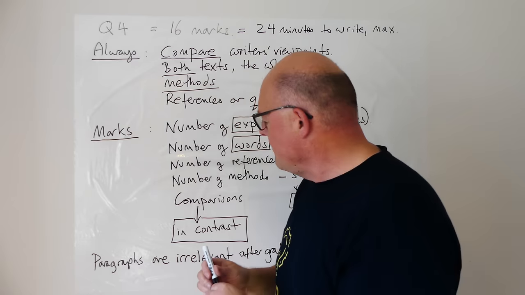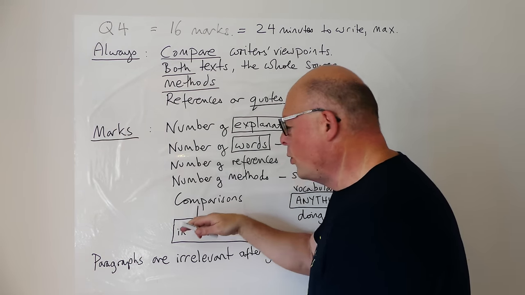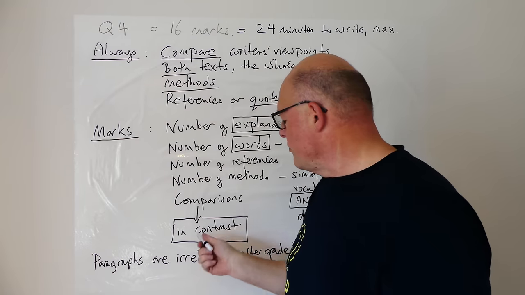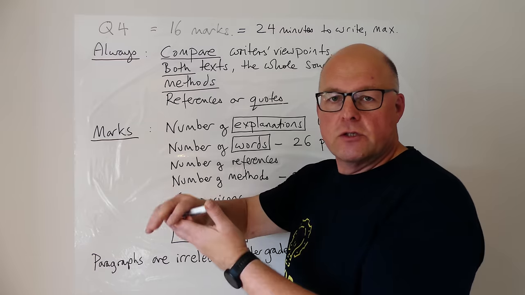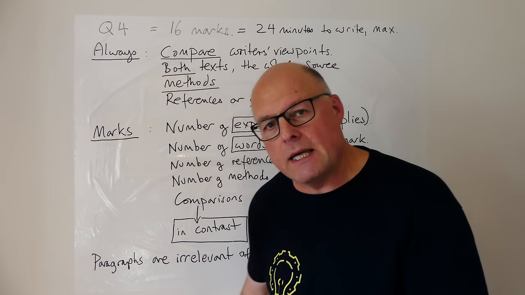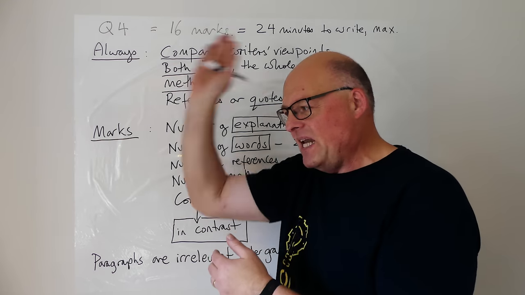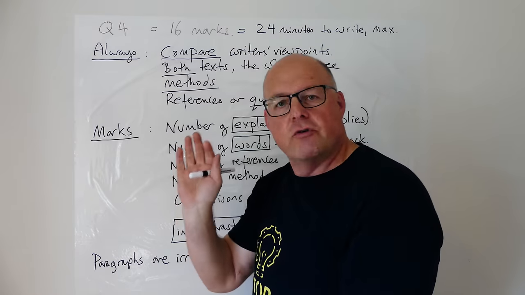So really, the examiner will say, ah, right, everything that comes afterwards, they're all contrasts, they're all comparisons. And so rather than it just being one comparison, you might have five or six or however many. So you only have to do that once. You can do it loads of times, yeah? But the easiest way is, I'm just going to blitz through one text for half my time, then in contrast, blitz through the other text.